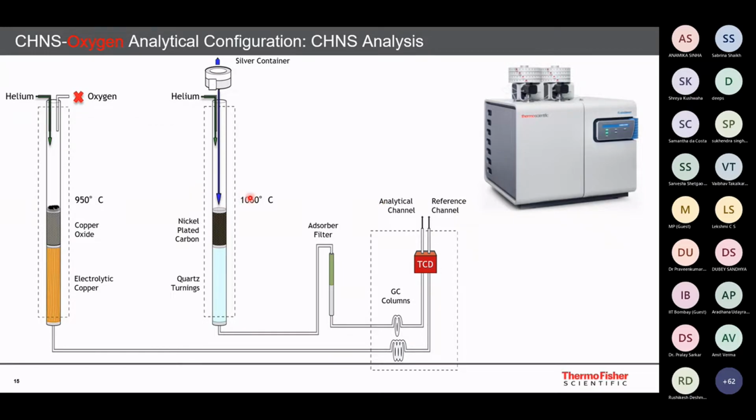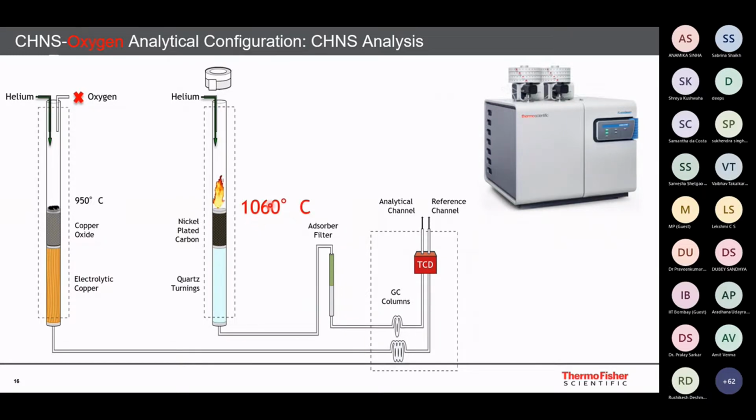Here the reactor temperature is 1060 degrees centigrade. We have not introduced any oxygen here. It is pyrolysis, so we are using nickel-plated carbon and a quartz tube. And a very important thing: here we are using a silver container. In CHNS we use a tin container.